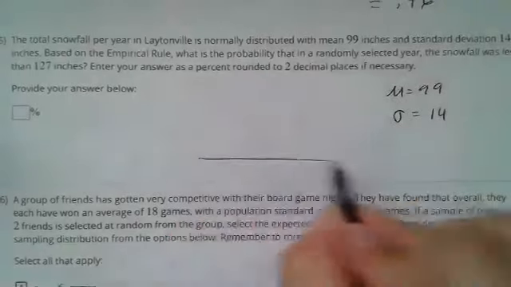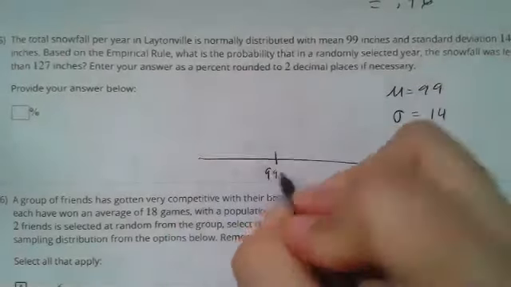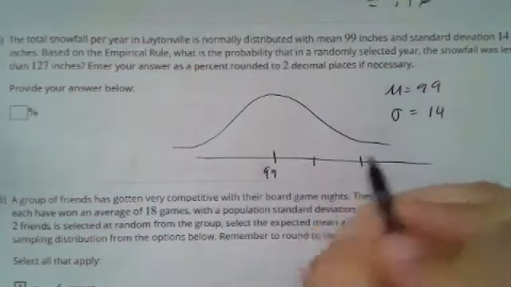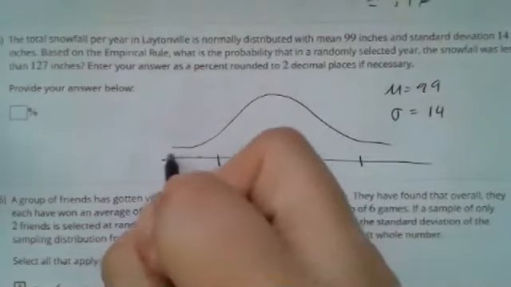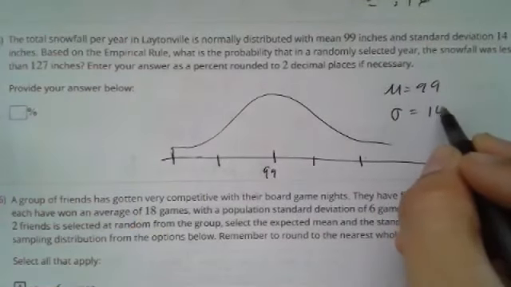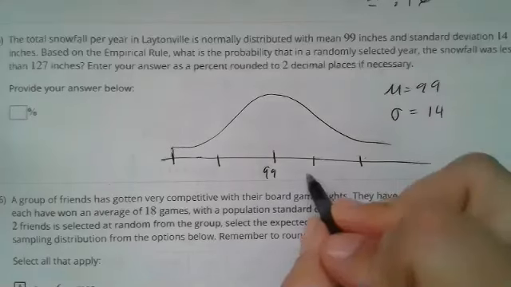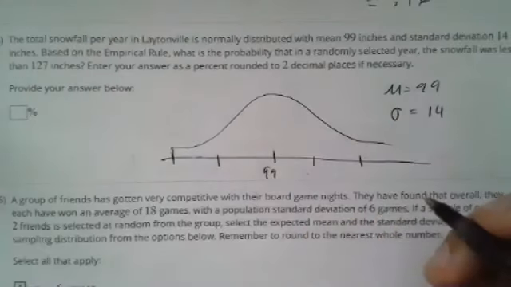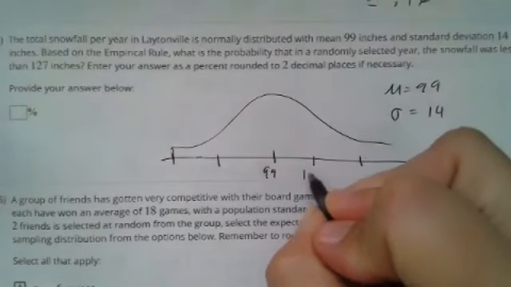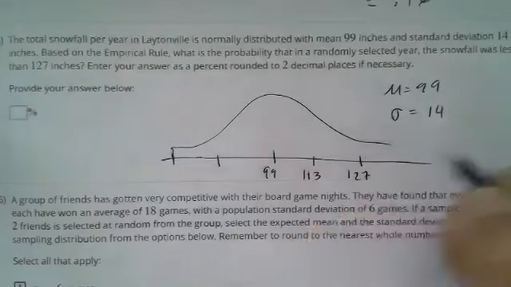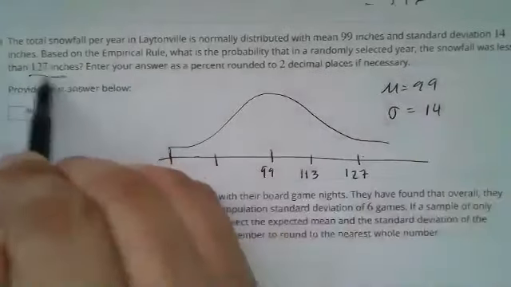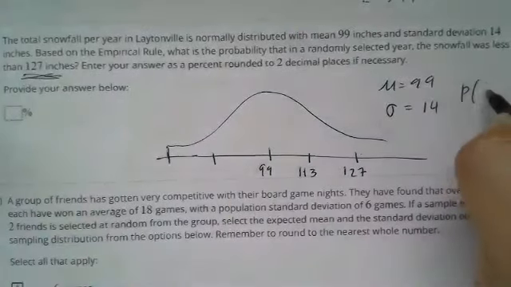So if we think about the empirical rule, you have here 99 is the mean. It's normally distributed. We have 1 standard deviation, 2 standard deviations, 1 standard deviation, 2 standard deviations, okay? So what is the empirical rule? If we add this together, we get 113, and we get 127 on this end, right? So they want the probability that the snowfall is less than 127 inches.